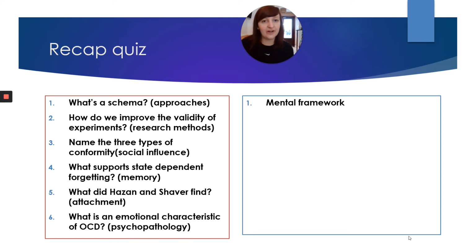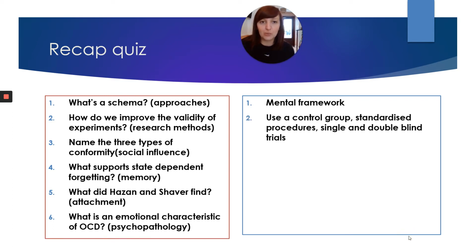Schema is a mental framework, a little shortcut of how we tackle certain situations, how we act, and they give us a prerequisite for the future. We improve validity, we have a control group in there, standardized procedures, maybe we use a single or a double blind. 3 types, compliance is our lowest level of conformity, all the way up to internalization, which is our highest level.